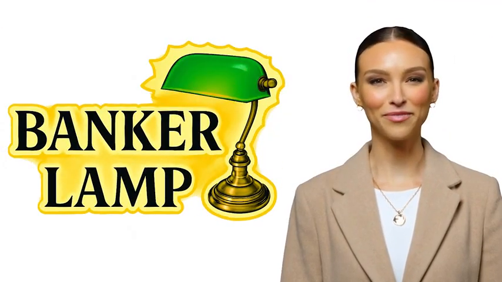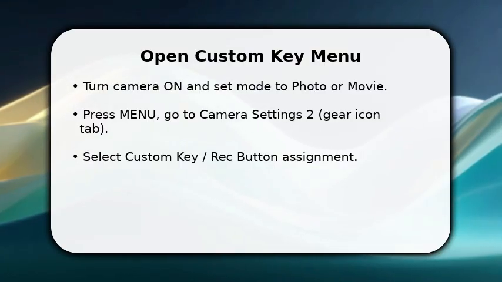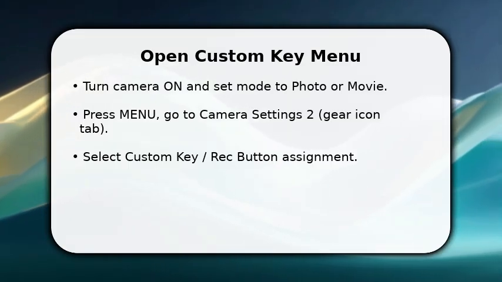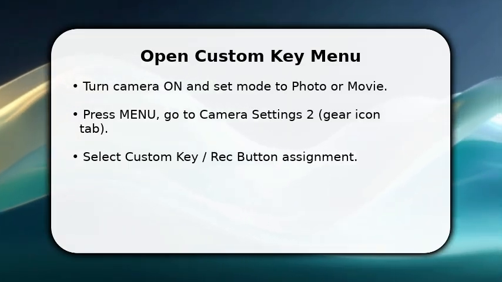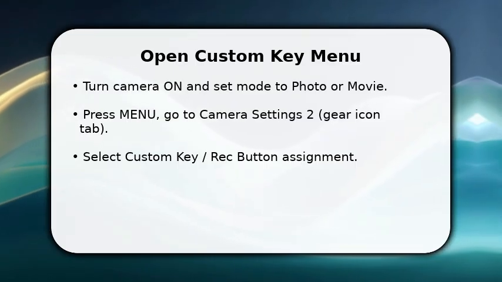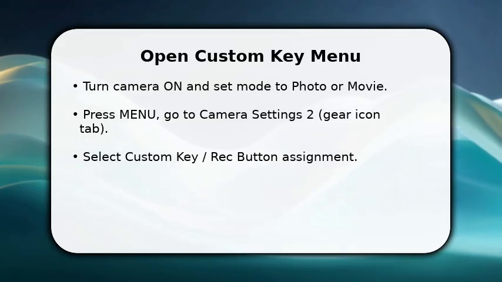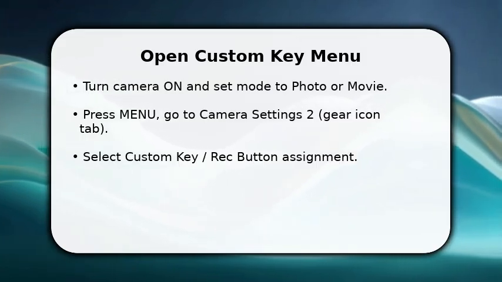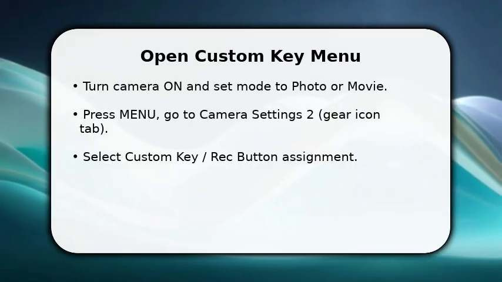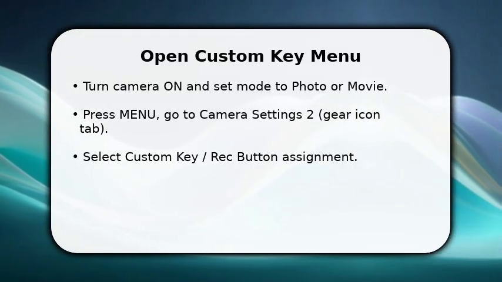Please enjoy the video. You start inside the menu, press Menu, and go straight to Camera Settings 2. Once there, navigate to the Custom Key or Rec button assignment screen. You do this because the A7IV treats the record control as a reassignable key. Making the change here ensures the hardware button triggers the exact function you want.